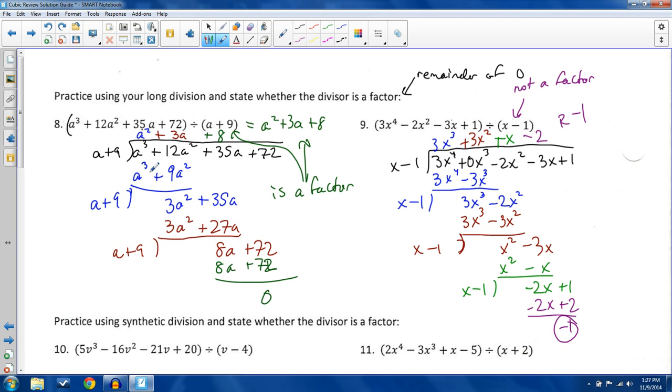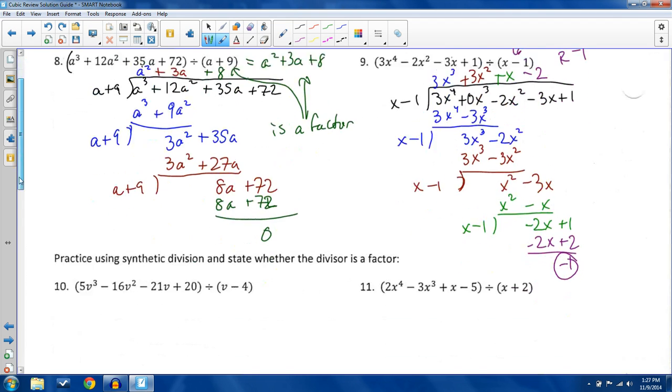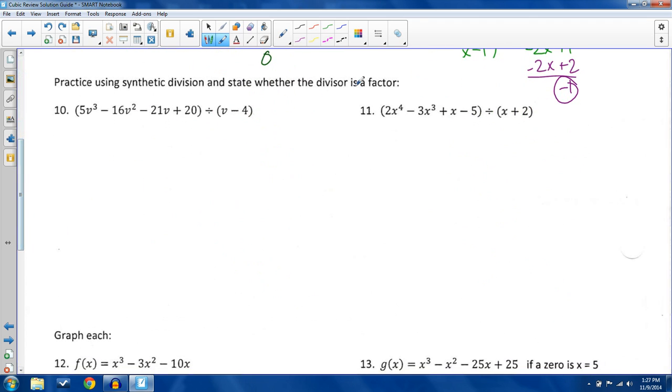Okay, practice using synthetic division. State whether the divisor is a factor. Same thing, you're just going to see if you have a remainder or not. Now remember the syntax here. v minus 4 means that we're considering v minus 4 equals 0 to be one of your x-intercepts. So that means v equals 4 is one of your zeros. So I'm going to use that and list 4 as my 0 when I do division.